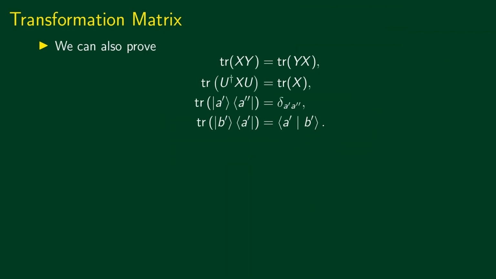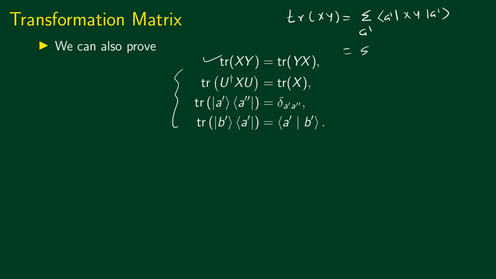Now we can also prove these relations. I'll do one of them and leave the rest as exercises. So trace of XY is equal to trace of YX. Let's prove this. What's the definition for trace of XY? This is equal to sum over A prime, bra A prime, choosing a basis, XY ket A prime.